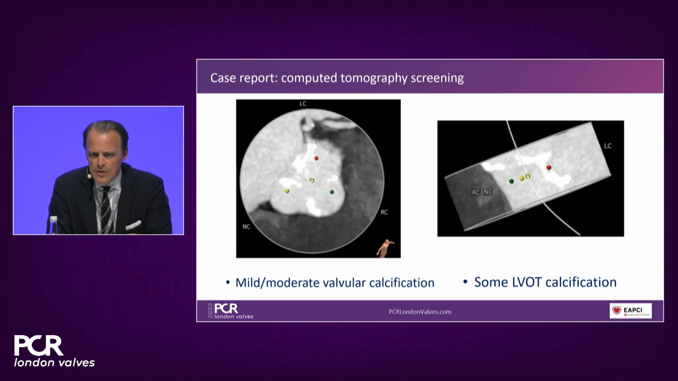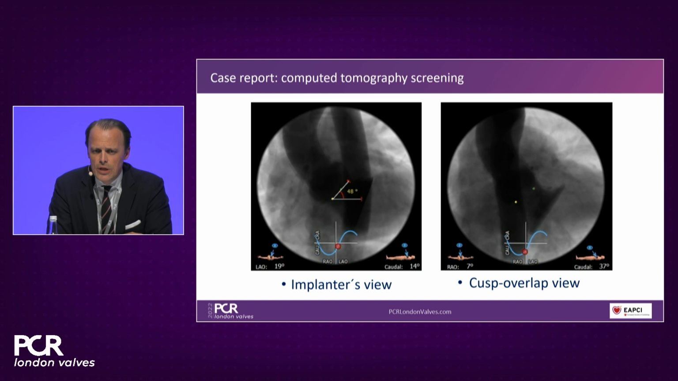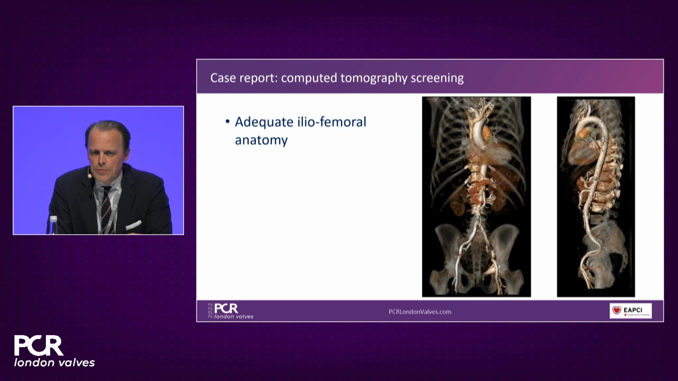This is the view on the valve itself: mild, maybe moderate valvular calcification. There is some calcification extending to the subannular region, so some LVOT calcification. These are some planning images, should we decide for a transcatheter valve. And of course, we'll have to assess the iliofemoral anatomy, heart to skin, so start where you might puncture and end where you might land with the valve.